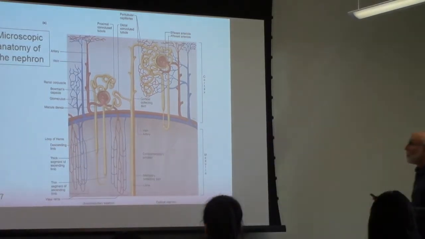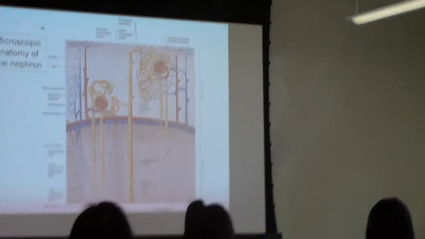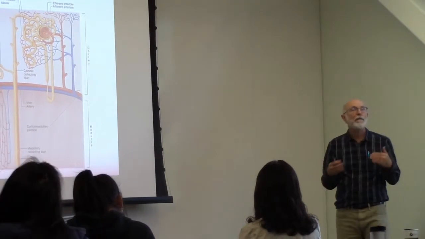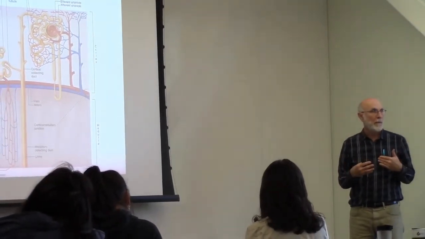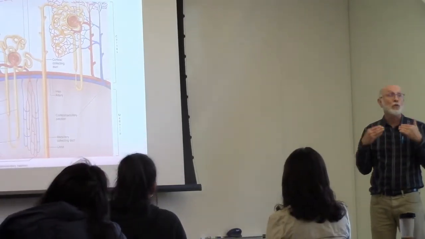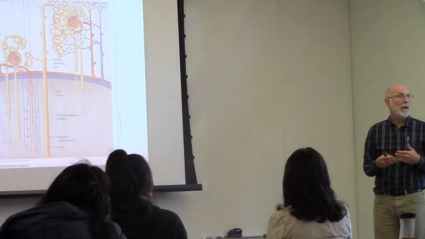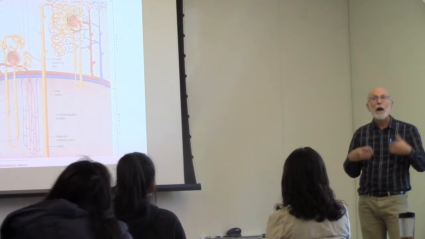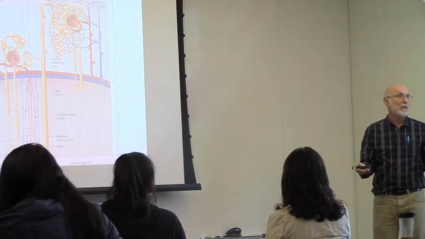This is one of the most important structures of the kidney, because this is where filtration happens. This is where that filtrate of blood comes out of the blood and goes into what's going to become urine.